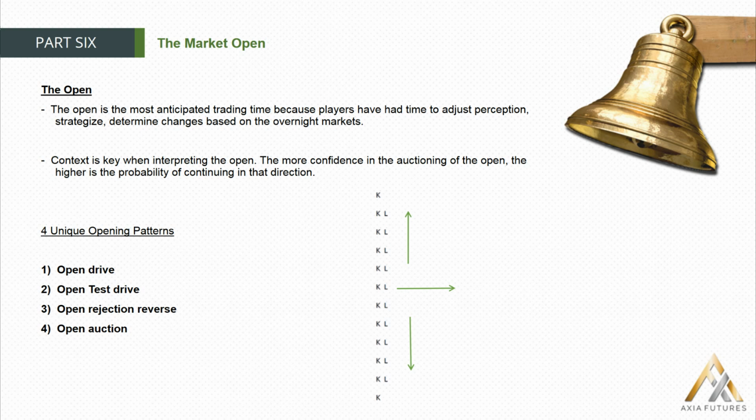Now note, there are 4 unique opening patterns. The first is the open drive, the second is the open test drive, the third is the open rejection reversal, and the fourth is merely an open auction. Let's now have a look at each one of these individually, and I'll show you a graphic depiction of each.